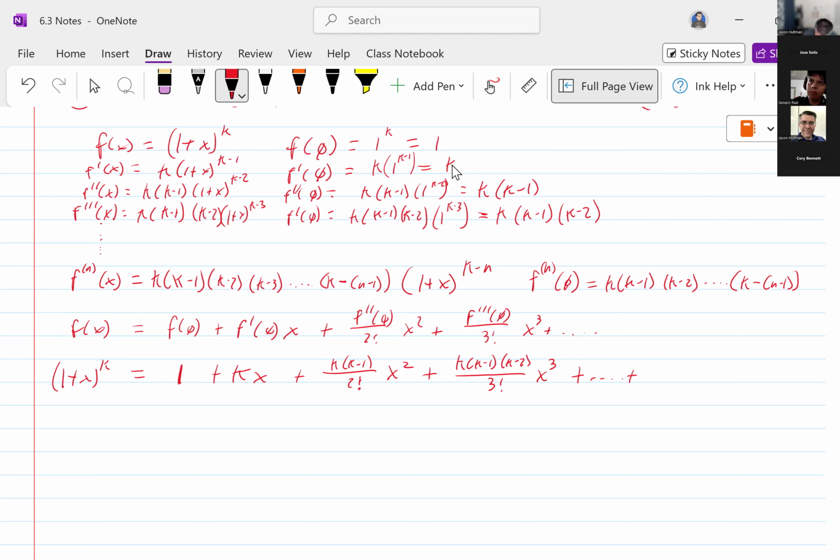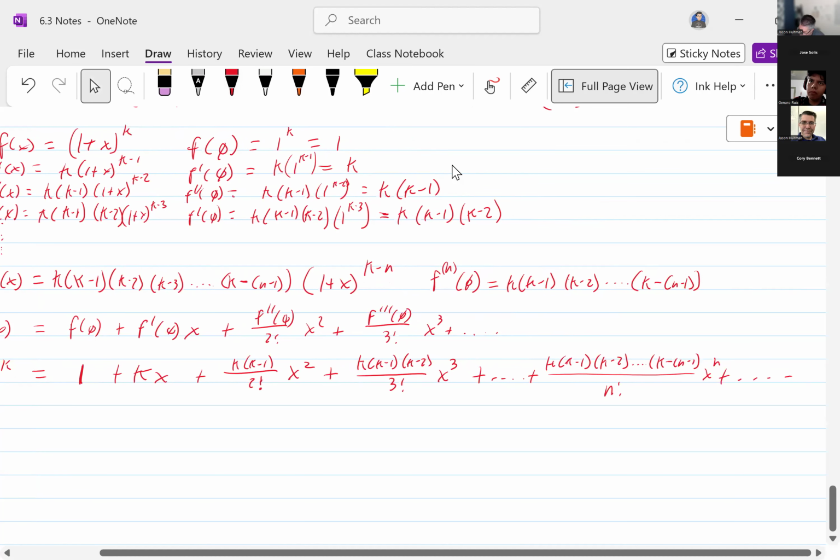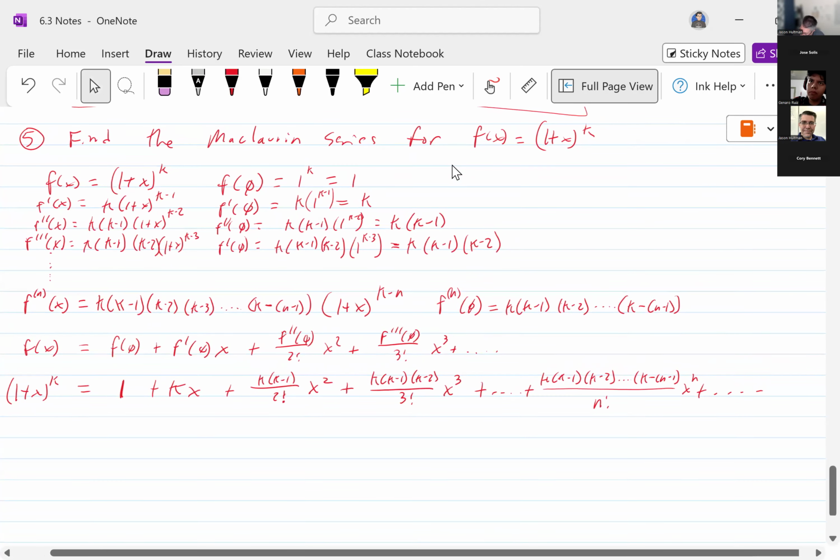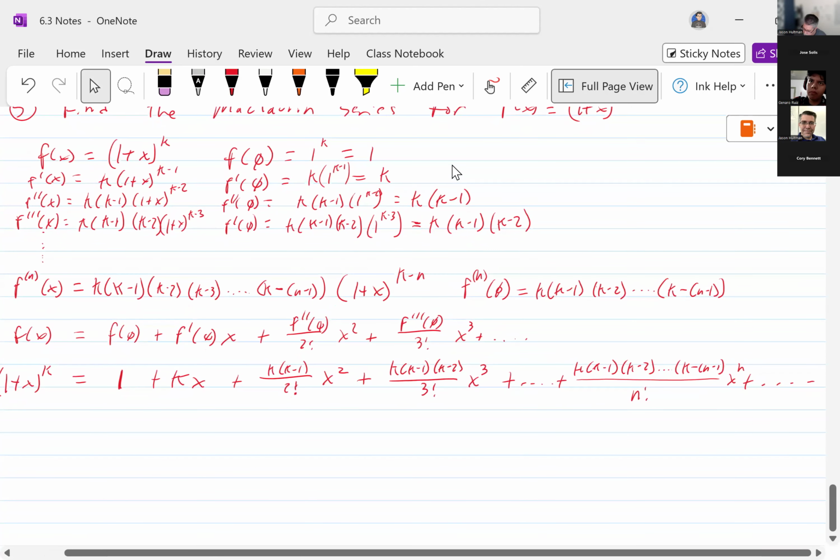What would the nth term be here? Plus k times (k minus 1) times (k minus 2) dot, dot, dot, times (k minus n plus 1), all over n factorial x to the nth, and then we would continue on forever. I just want to make sure we have that nth term in there. This would continue on forever, but we now can isolate the nth term here.